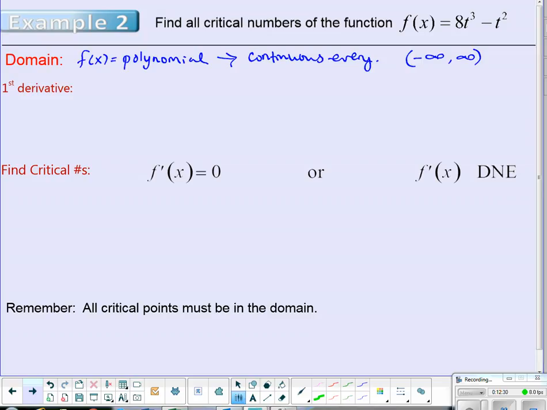The first derivative, let's take the first derivative. It'll be the first step in finding critical values. So I get 24t squared minus 2t. And I want to find critical numbers. These are possible mins and maxes.